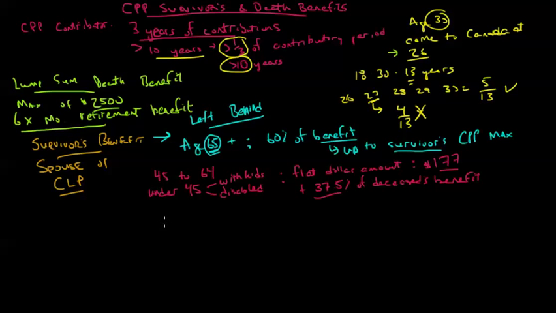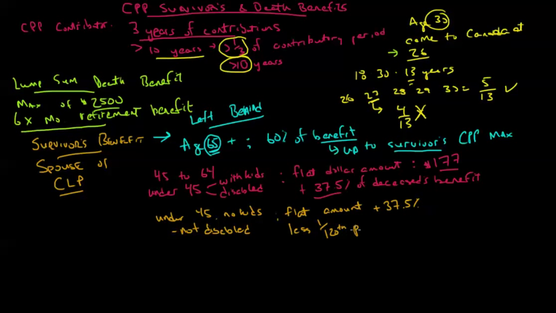And then we have another group of people. So now we're going to look at people who are under 45 and there are no kids, and this person's also not disabled. So it's the same benefit here. We're still going to do the same flat amount plus the 37.5%, but now it's going to be prorated downwards. So we take that and we're going to knock off 1/120th per month that this person is under the age of 45.